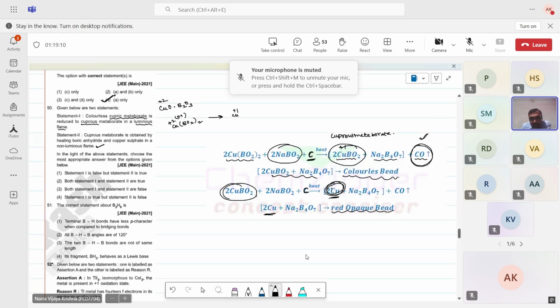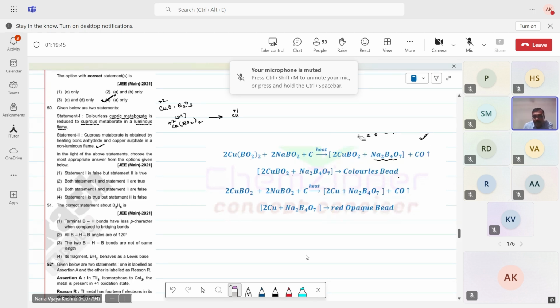Now, if you keep on decreasing temperature, then copper will settle down. When copper gets deposited, what is the color of that copper? Brownish color. That's why what do you get? Red opaque bead. Clear? So at higher temperatures, color will be different. On decreasing the temperature, when there are no other gases evolving, its color will be different. So this is what they are talking about.